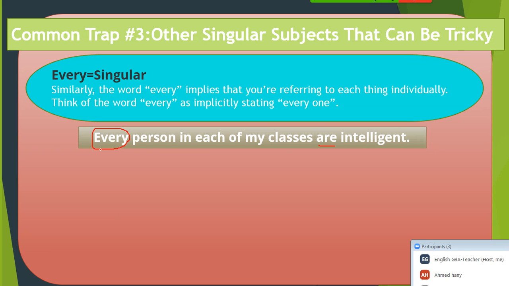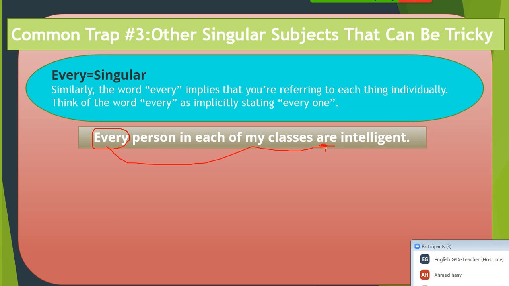It means that every person, individually, I'm speaking about each one of them. Every person, this is the subject, and if I find every, I will deal with it as a singular subject. So every, and are is a verb. Do they match together or agree together? No, they don't. This is singular and this is plural, so they don't agree. We need a singular verb.